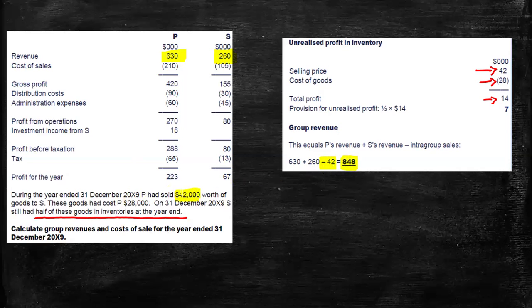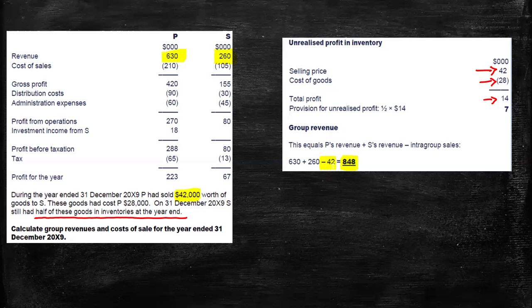Again, because sales have been made by parent to subsidiary here, that is not logical for the consolidated statement. The consolidated statement assumes that parent and subsidiary are one company. So any sales made by parent to subsidiary are like selling to your own self, which is not a real sale, which is not real income.